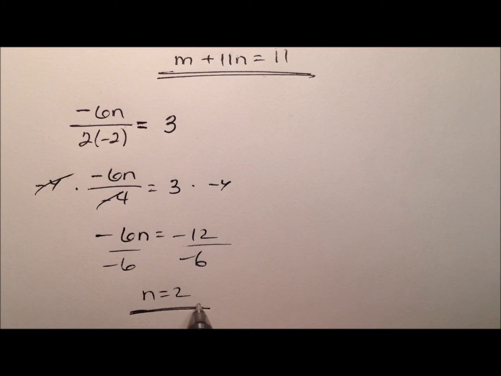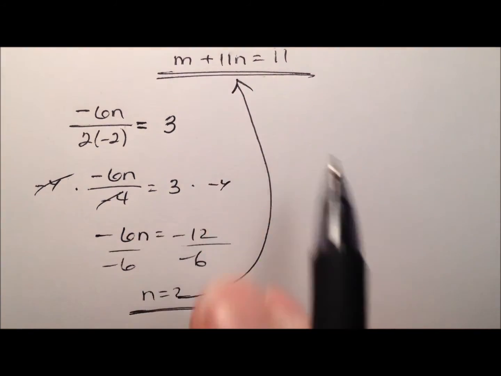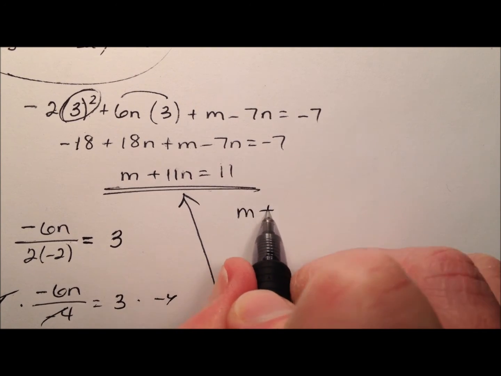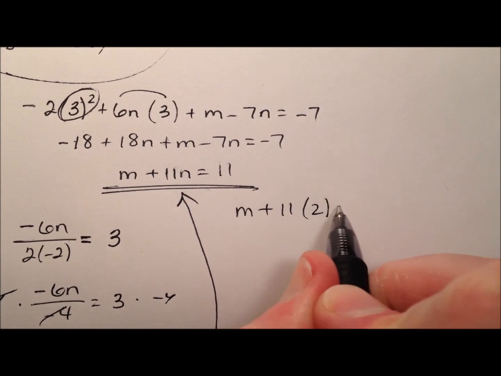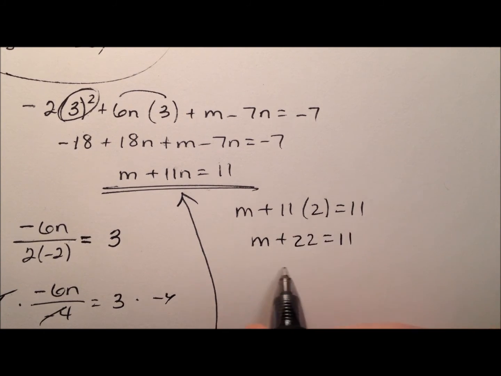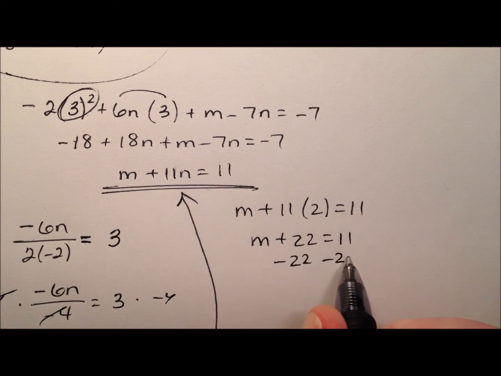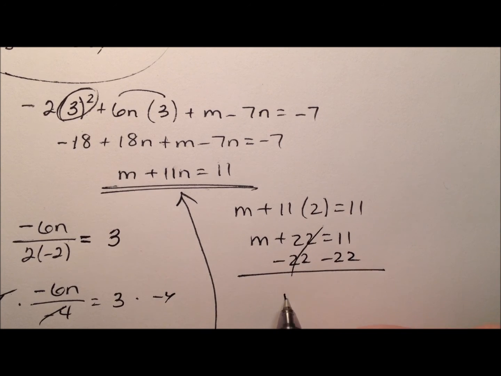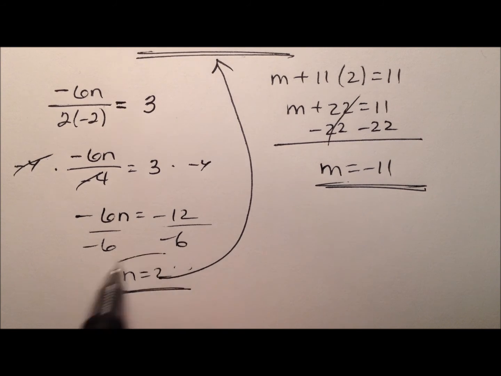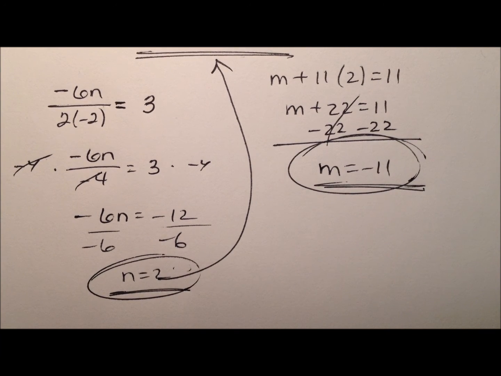And that's great, because if I know that my n value is 2, it looks like I can just go ahead and plug it right there. So m plus 11 times 2 equals 11, and you'll see this is going to come out really nicely. I can subtract 22 from both sides. So m equals negative 11. All right, so I have both of my values. n is 2, m is negative 11.